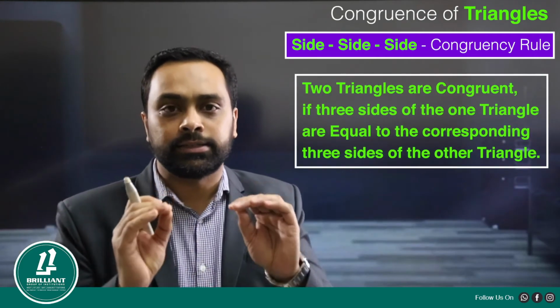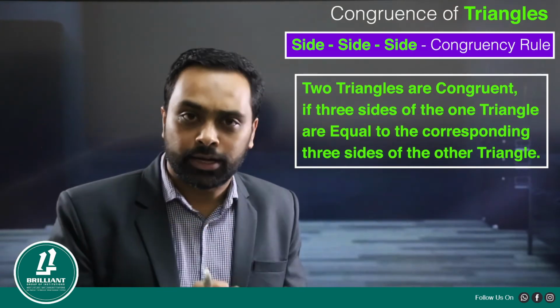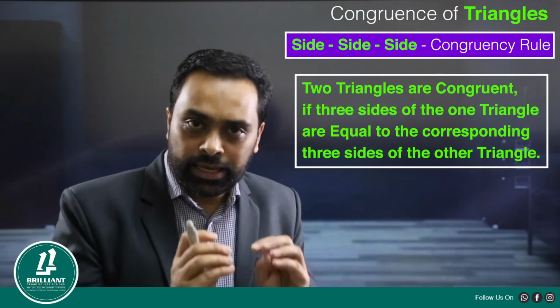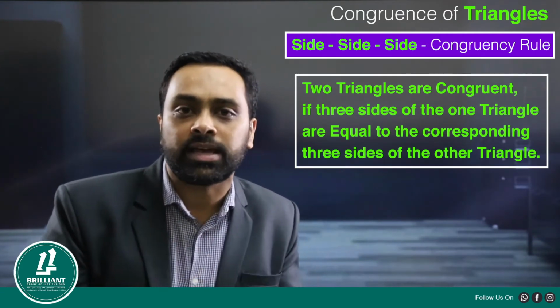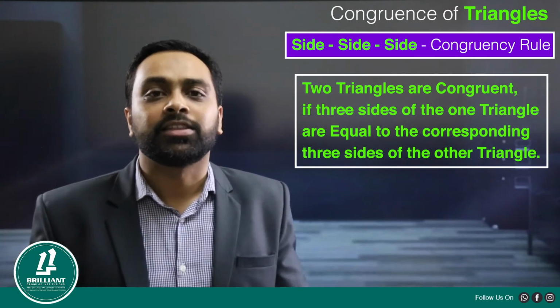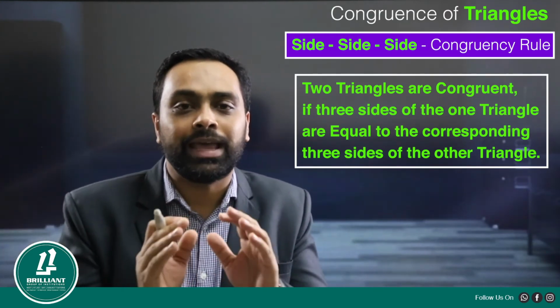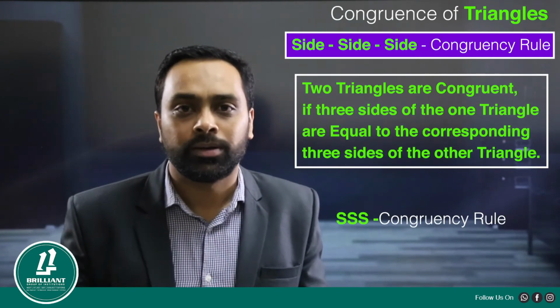Two triangles are said to be congruent if the three sides of one triangle are equal to the corresponding three sides of the other triangle. Then we can say that the two triangles are congruent. That is what is called the SSS congruency rule.